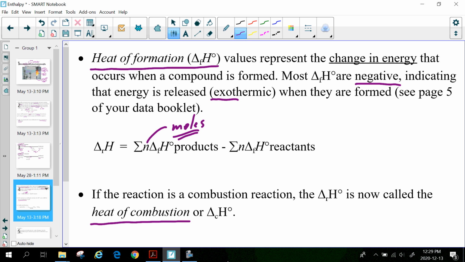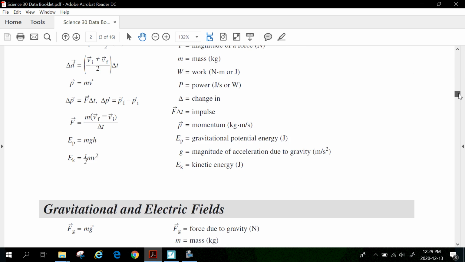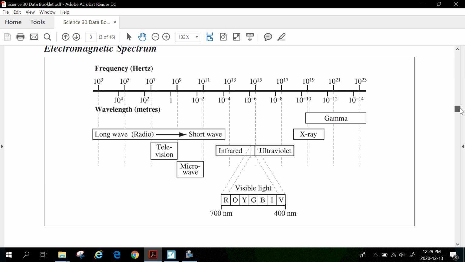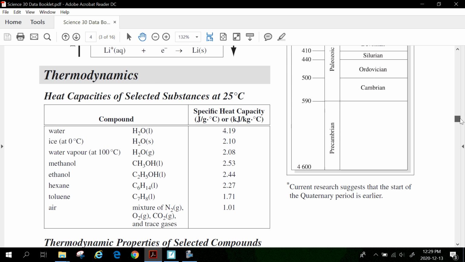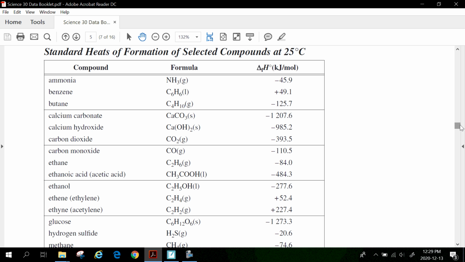So I'm just going to exit out of here temporarily and go into your data booklet. Scroll down to page 5 in your data booklet, and right at the top, what it does have are these standard heats of formation. So this is not, of course, for all compounds. These are for selected compounds that they have listed here. They give the name, they give the formula along with the state, and the energy released when it is formed. So this is the change in energy, the heat of formation measured in kilojoules per mole.